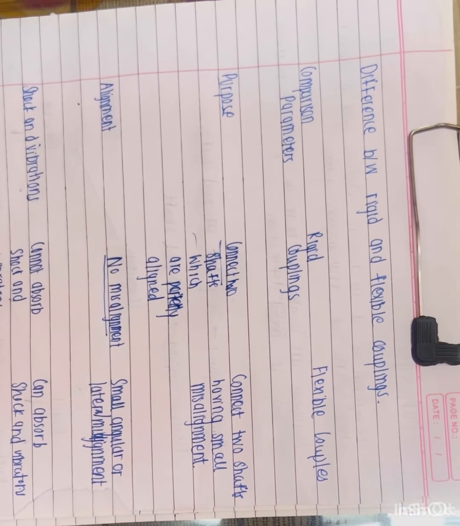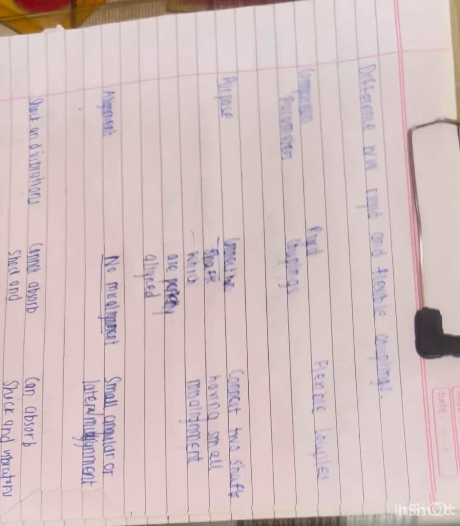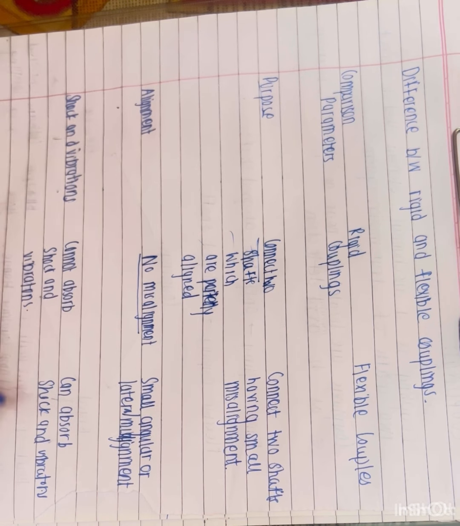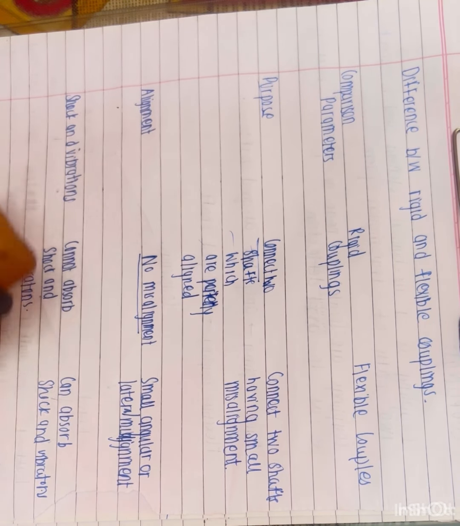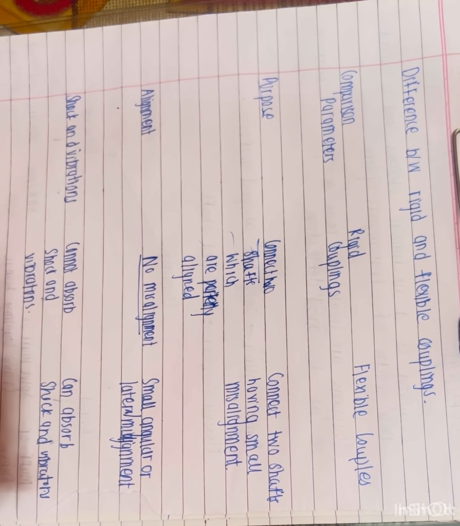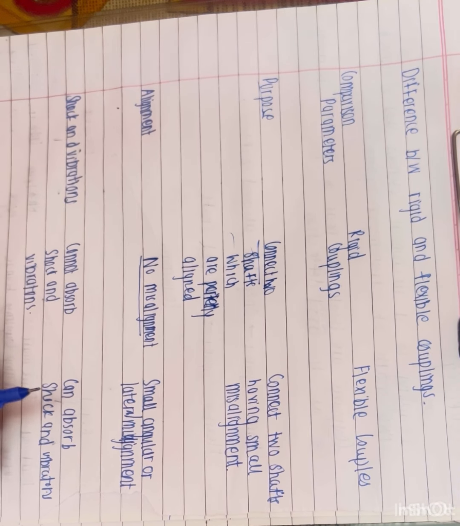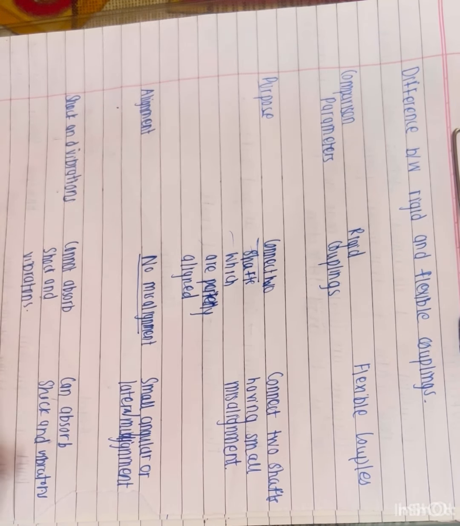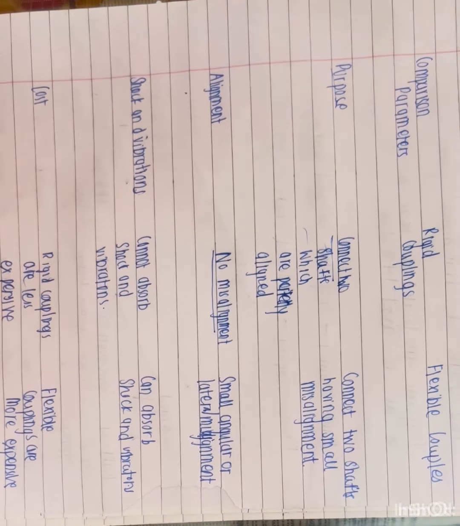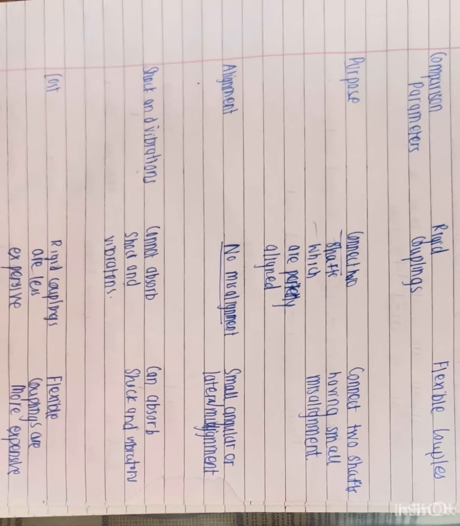Let us now see the difference between rigid coupling and flexible coupling. So these are the comparison parameters: the purpose, alignment, shocks and vibrations, cost, and examples. So purpose of rigid couplings is to connect two shafts which are perfectly aligned, and flexible couplings are used to connect two shafts having small misalignment. In rigid couplings, there cannot be any misalignment between the shafts, but in flexible couplings, small angular or lateral misalignment is okay. Shocks and vibrations. So rigid couplings cannot absorb shocks and vibrations, but flexible couplings can absorb shocks and vibrations.